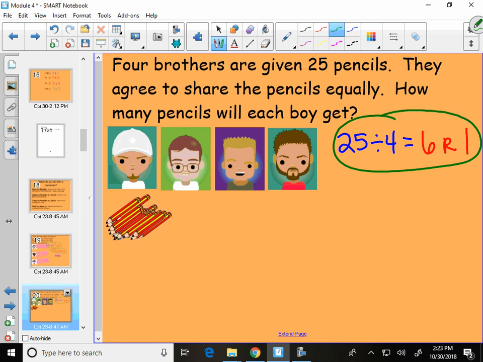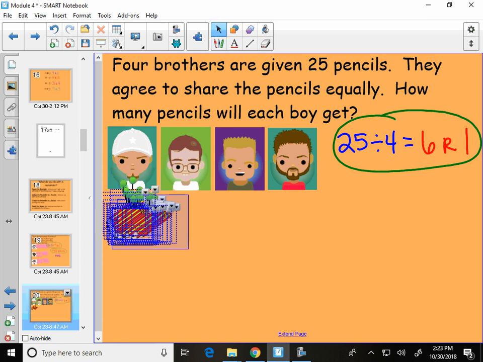This is our mathematical answer. Can you imagine what a brother would say if their brother told them, we each get 6 remainder 1 pieces? They would think you were crazy. Or 6 remainder 1 pencils. They would think you're crazy. So we need to figure out what we would do in real life. And let's make sure that we're correct here.